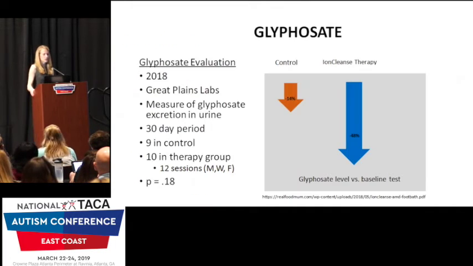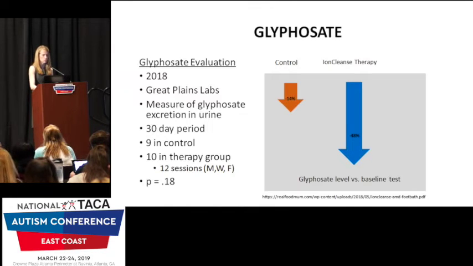Here's the glyphosate study. So we heard a lot about glyphosate this weekend as well. Essentially they measured glyphosate excreted in the urine pre-intervention, post-intervention, and then over a 30-day period, there were 10 children in the therapy group that received 12 sessions of the ion cleanse, so 3 per week. And essentially what they saw post-therapy is a 48% reduction in glyphosate, when there was only a 14% reduction in the controls.